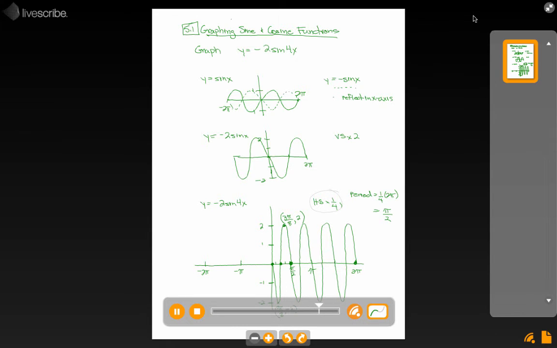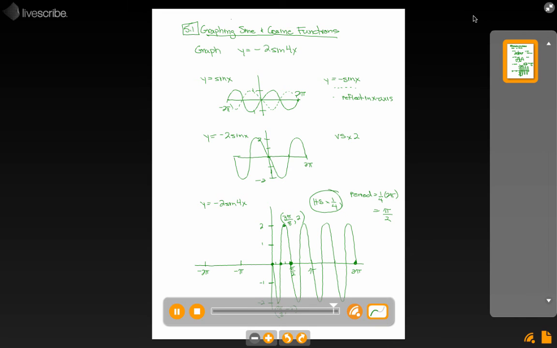And you could draw more and more cycles of it. In fact, by the time you got to pi, you'd have another full cycle. By the time you got to 3 pi over 2, you'd have another full cycle. And by the time you got to 2 pi, you'd have another full cycle, showing that you have 4 periods by the time you get to 2 pi, which makes sense since we horizontally stretched by a factor of 1/4.